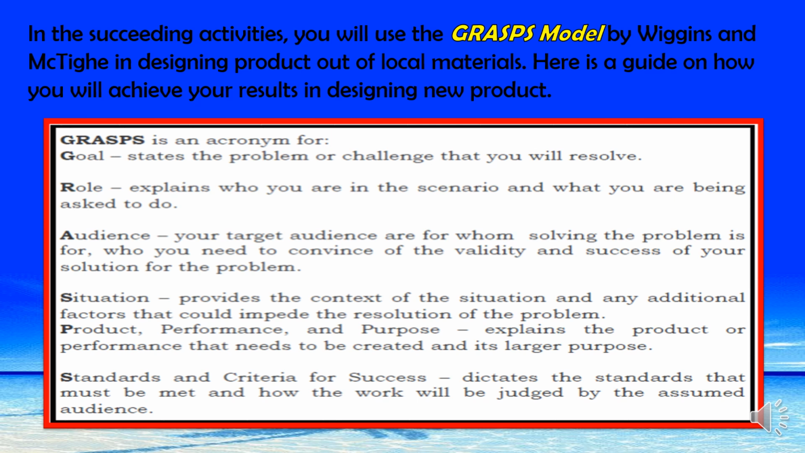S for situation, which provides the context of the situation and any additional factors that could impede the resolution of the problem. And then P for product, performance, and purpose, which explains the product or performance that needs to be created and its larger purpose. S for standards and criteria for success, which dictates the standards that must be met and how the work will be judged by the assumed audience.